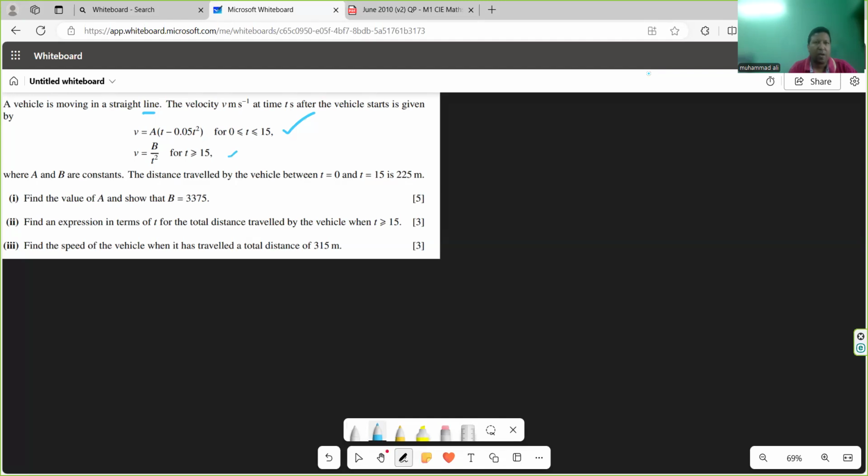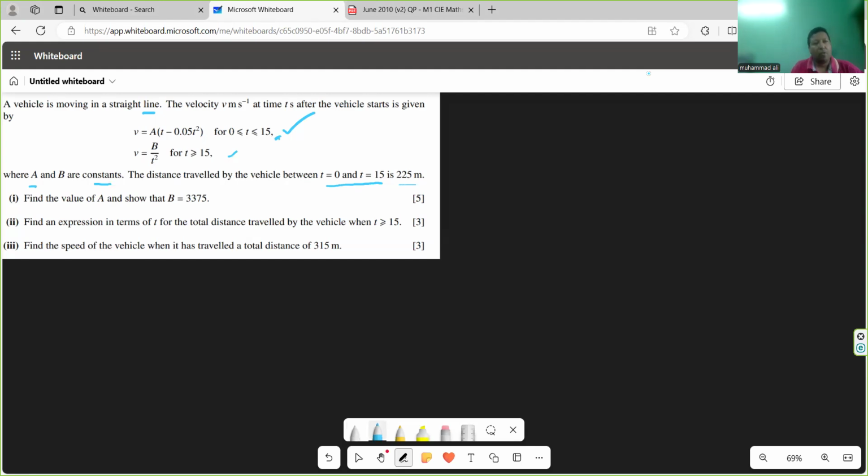So the first interval is 0 to 15. Here velocity v equals a(t minus 0.5 t squared). And when t is greater than or equal to 15, velocity v equals b by t squared, where a and b are constants. The distance traveled by the vehicle between 0 and 15 is 225. That means in the first interval, the distance traveled is 225 meters.